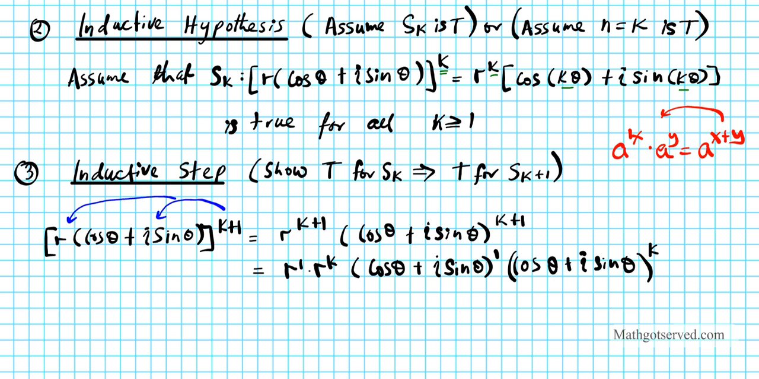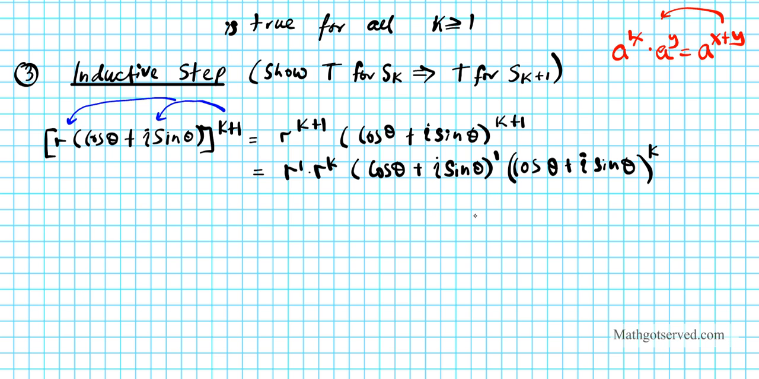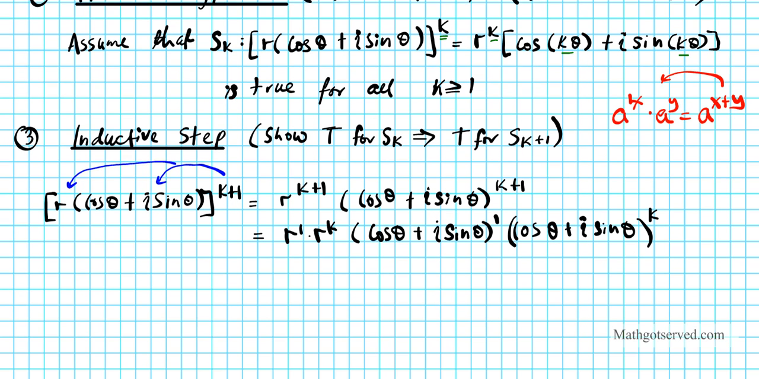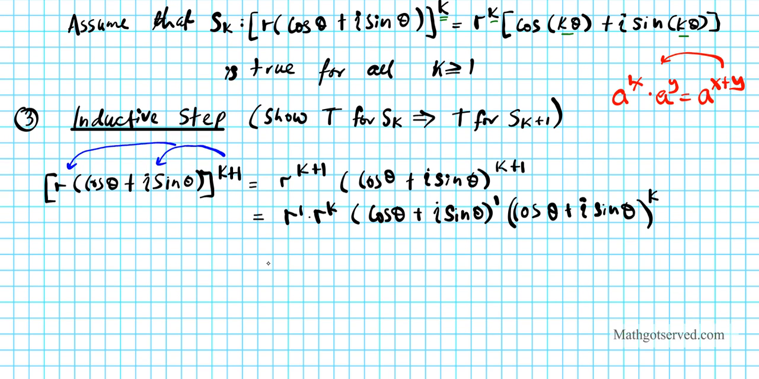So now we're going to use the commutative property of multiplication to reorder this expression in a way that we can create an opportunity to substitute our inductive hypothesis or assumption. Okay, so what I'm going to do here, I'm going to reorder them. I'm going to extract the powers of 1. I'm going to write this as r times cosine theta plus i sine theta, and then moving this to the left of this, to the right of that, I'll have r to the k times cosine theta plus i sine theta raised to the k power.